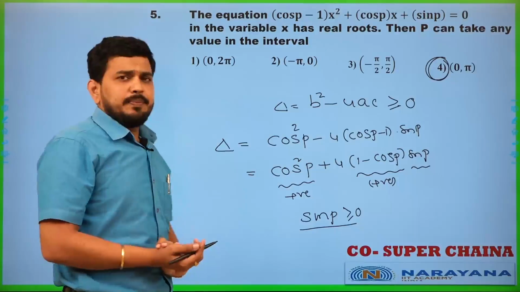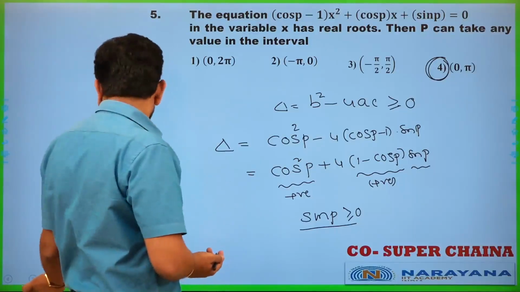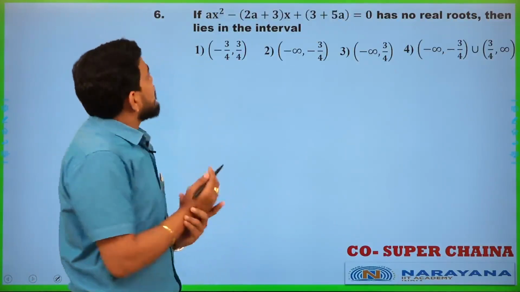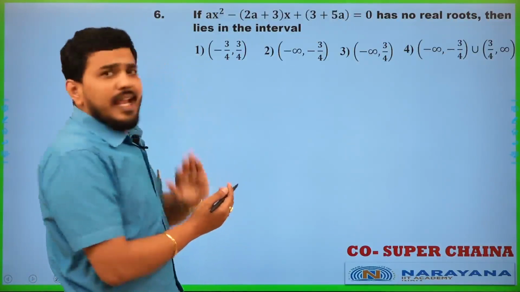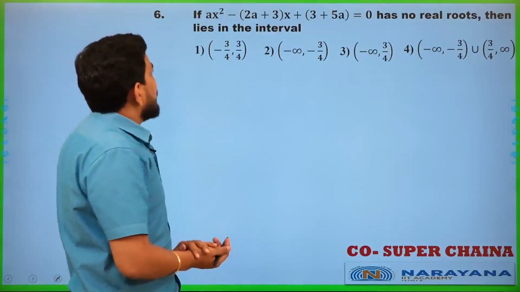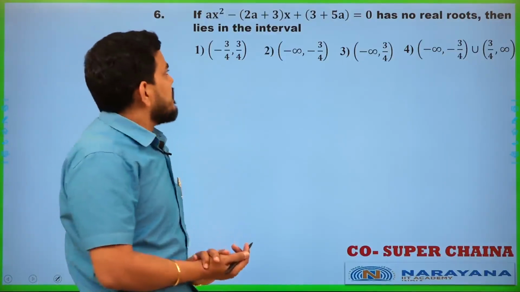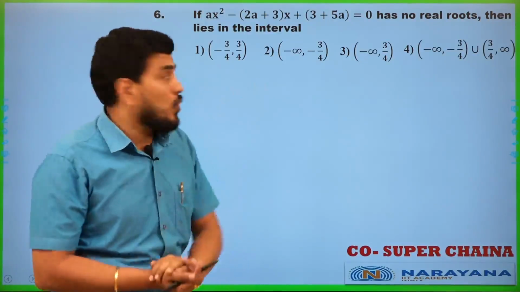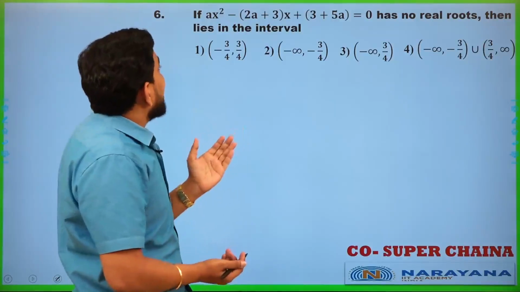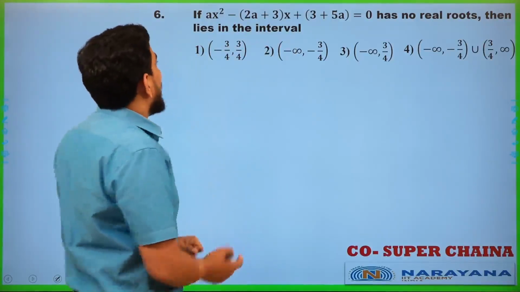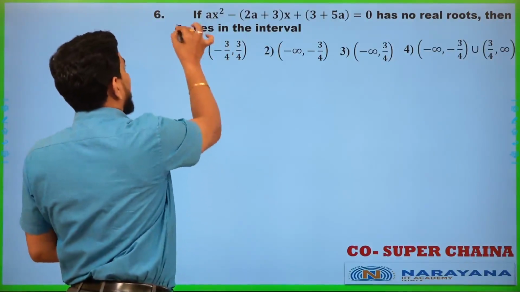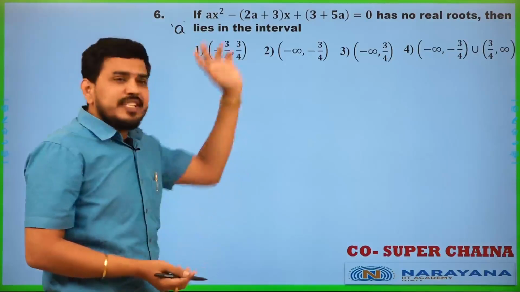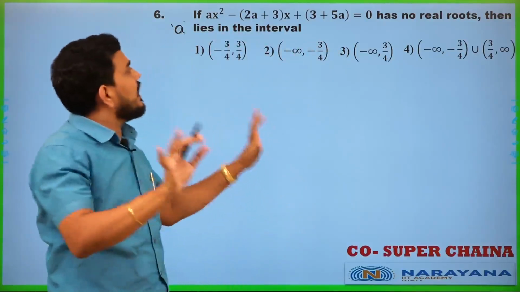Hope you understood. Let me go to the next question. If ax square minus (2a plus 3) into x plus 3 plus 5a is equal to 0 has no real roots, then a lies in the interval, then a lies in the interval. What is the value of a? This equation is not having any real root.